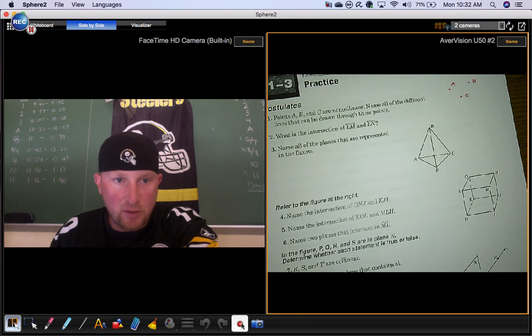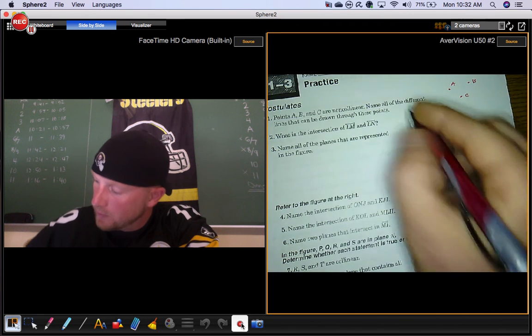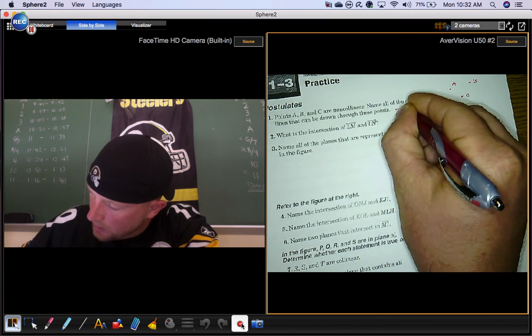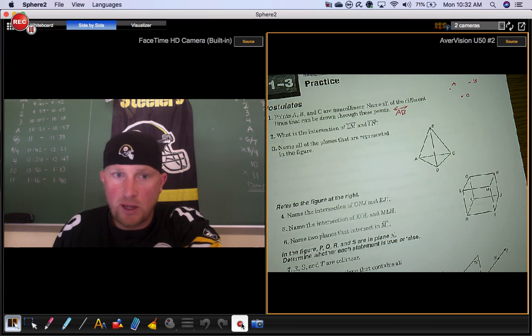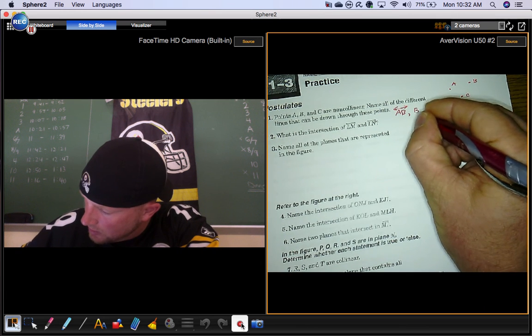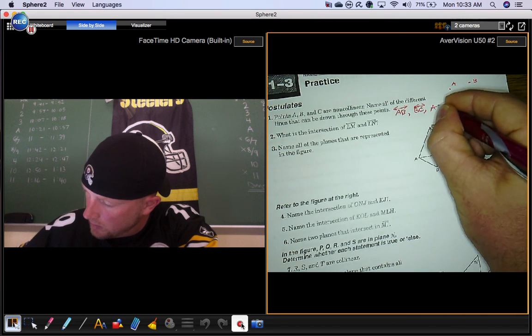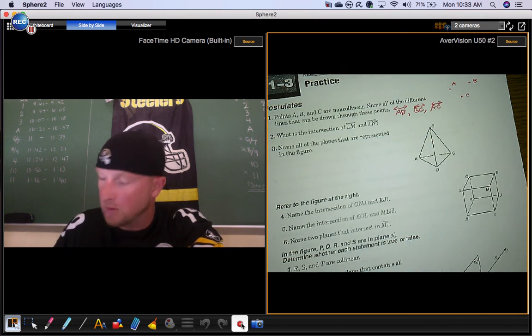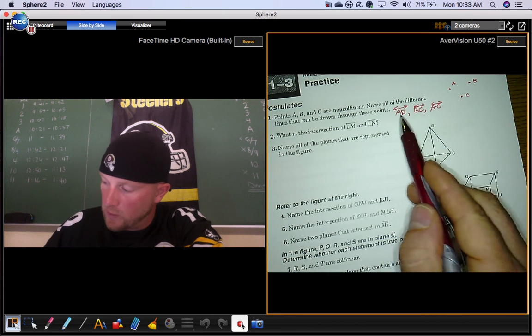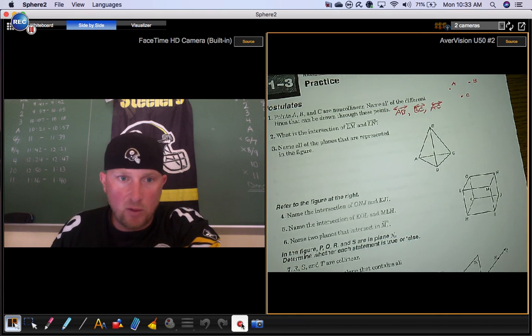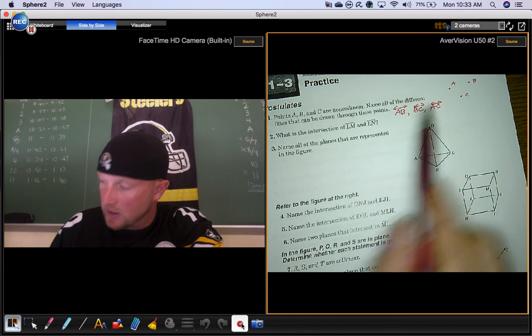How many lines go through any 2 points? Just one. So I can go through A and B with a line. I can go through B and C with a line. I can go through A and C with a line. If you want to reverse these orders, that's fine, it's not wrong. If you're naming lines, make sure you got the arrowheads there.